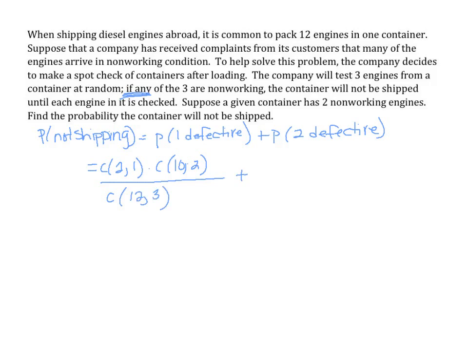So we also need to add that to 2 of them being defective. So I want to choose, of the 2 that are checked, 2 are defective. And we need to multiply that by, of the 10 that are left, choose 1 that is not defective, because 3 engines are being checked. And then we can divide that by 12 choose 3. So the same denominator here.